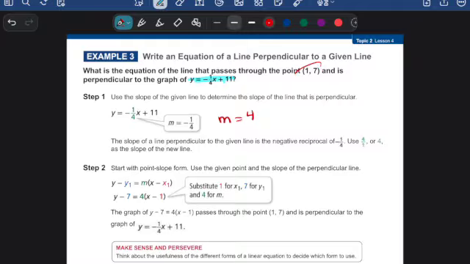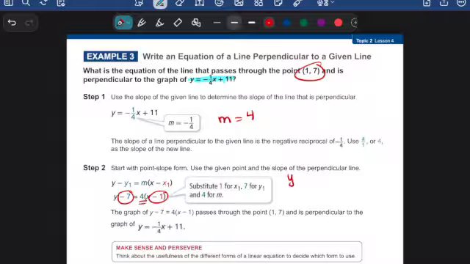Okay, I know it goes through (1, 7). So I have a slope and I have a point. I'm going to plug this into point slope form. Okay, so again, the opposite of positive 7 is negative 7. There's my slope, substitute 4 for m, and the opposite of positive 1 is negative 1.